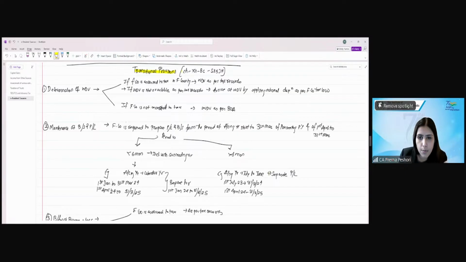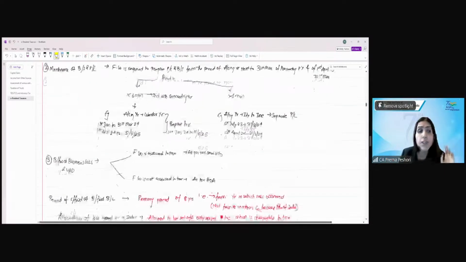If it is more than 6 months, let's say I follow July to June, I have to prepare from July 2023 to March 2024. Now it is more than 6 months, so I'll prepare a separate balance sheet and P&L. July 2023 to March 2024, one balance sheet and P&L. From April 2024 to March 2025, another balance sheet and P&L. Clear?